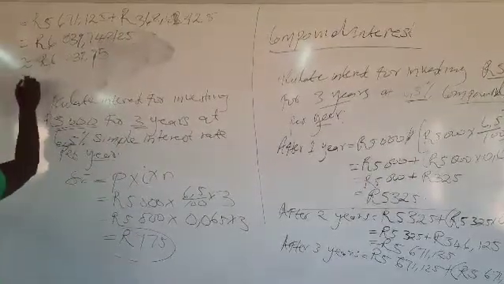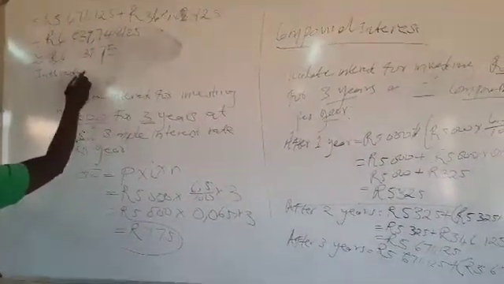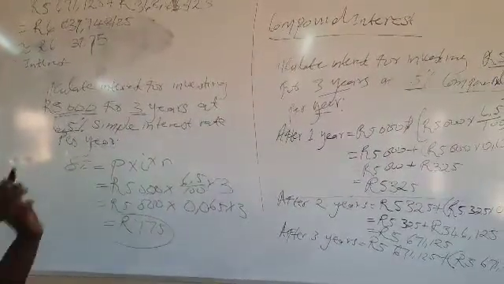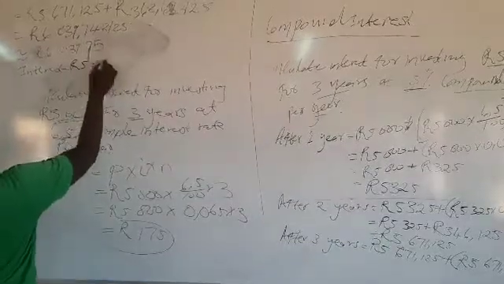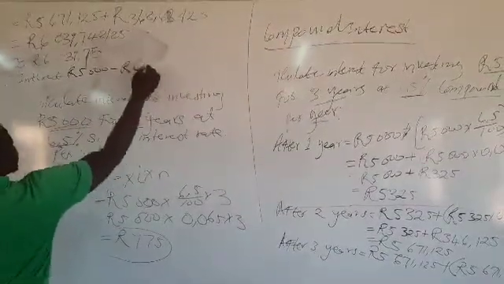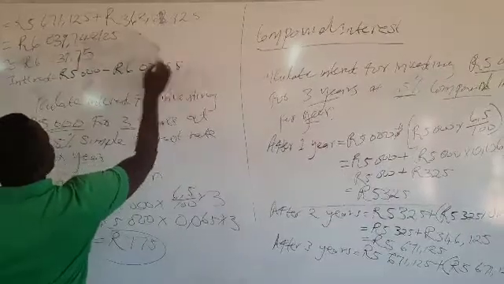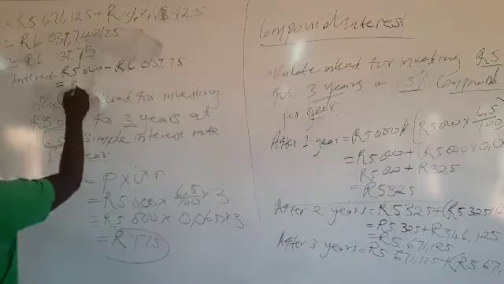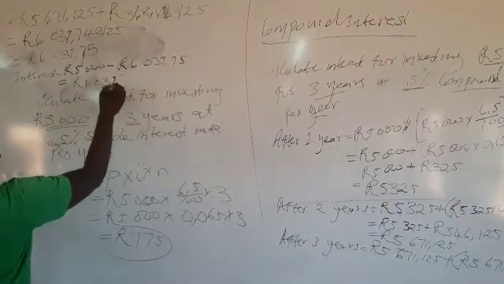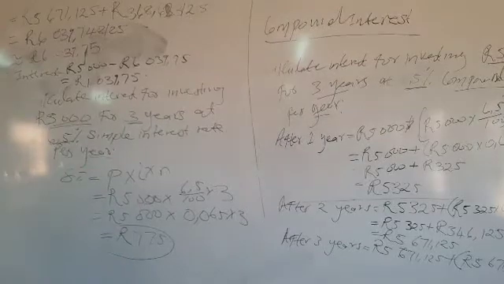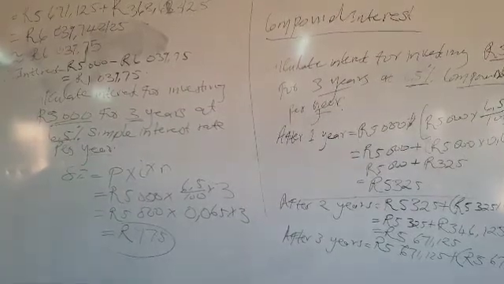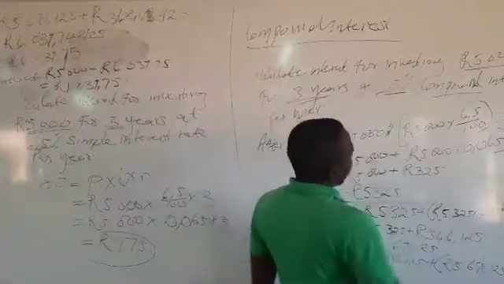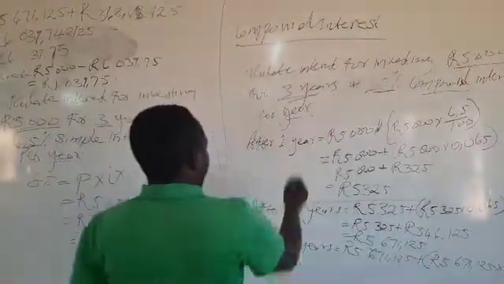We are going to say therefore interest is equal to 6,039.75 minus 5,000, then it's equal to 1,039.75. It means this is the interest that this person has earned for investing 5,000 for 3 years at 6.5% compound interest per year.